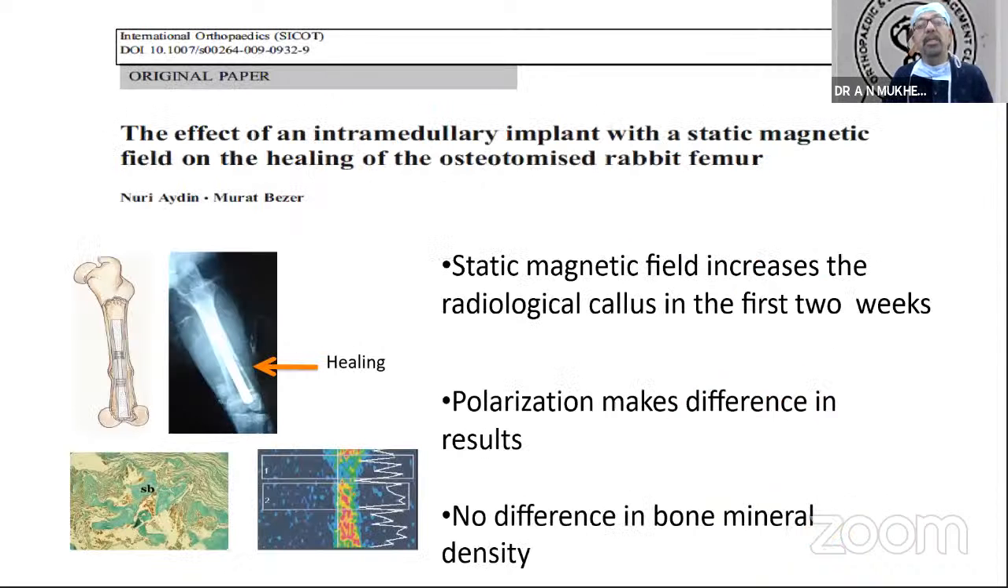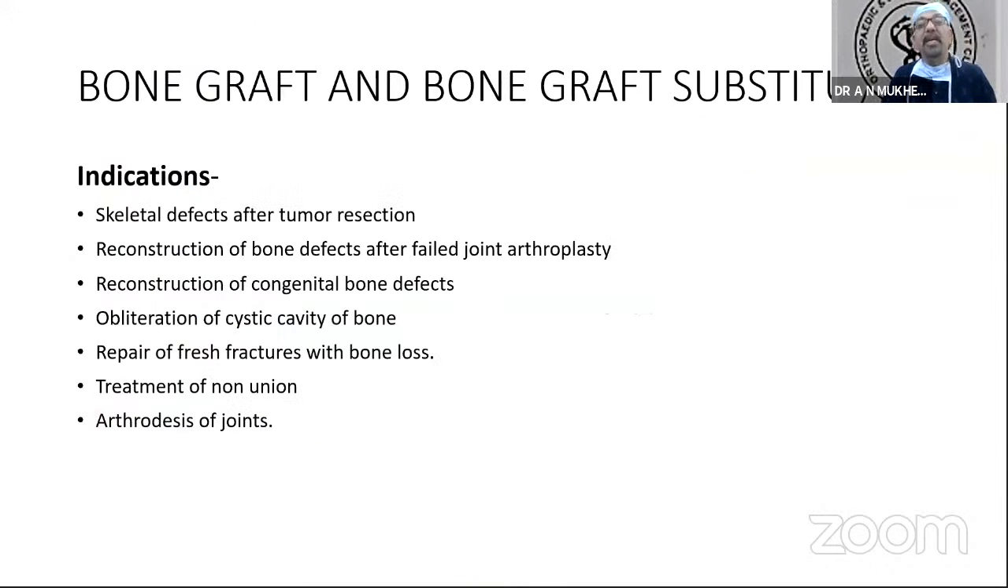And there are papers showing the effect of an intramedullary implant with a static magnetic field on nailing, on the potential bending of the rabbit bone, and that increases the formation of bone healing. So the bone graft, just lastly, in a few words: bone grafts and bone graft substitutes are also needed in bone healing in special situations.